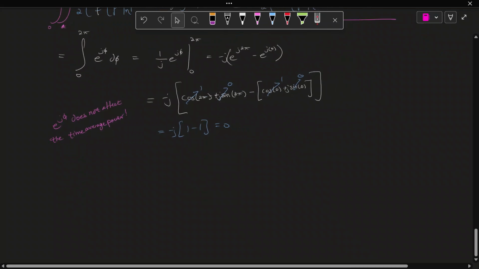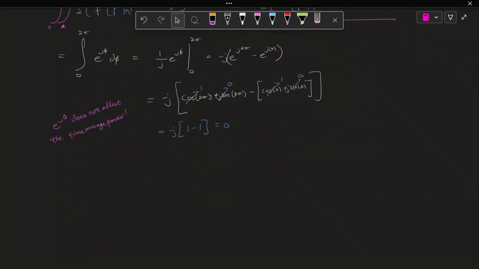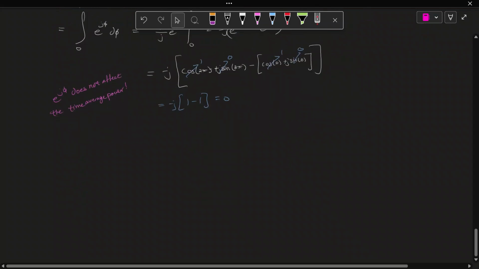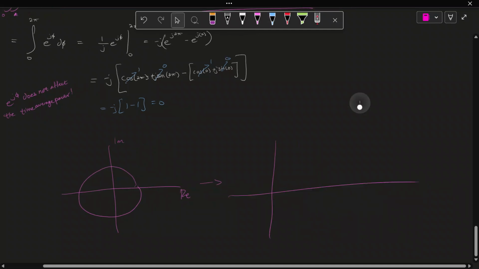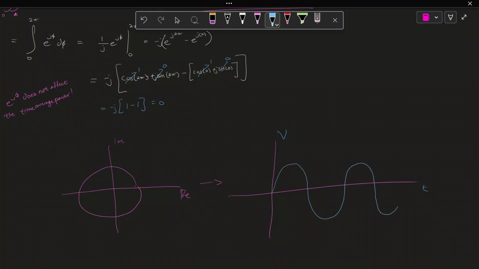Well, what is e to the j phi? What do we know from signals and systems, from just circuits basics? Whenever we do phasor analysis, e to the j phi in the complex plane is your unit circle. You have your real part and your imaginary part. What does this transfer to in time? Now you have time, and this is some voltage. What this looks like is just a sine wave.